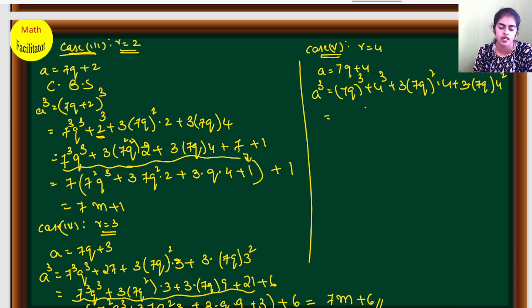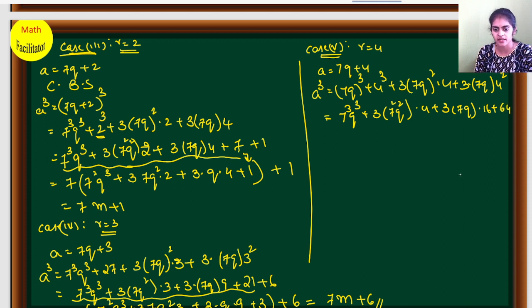Okay, so anyway, you're going to take the entire thing as m. So you will not lose any marks if you're doing that as well. So this is 7 cube q cube plus, now 4 cube is nothing but 64. Okay, so I'll write it at the end. This is 7 square q square into 4 plus 3 into 7q into 4 square is 16, plus 64.